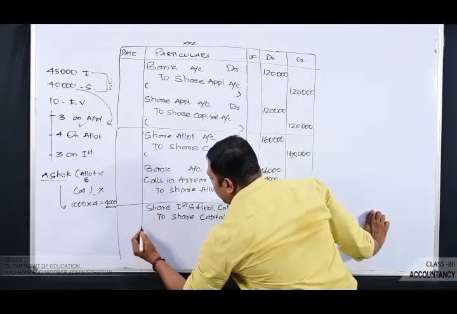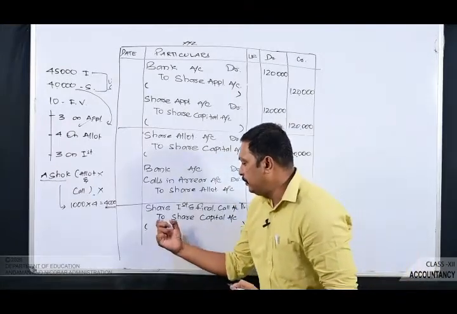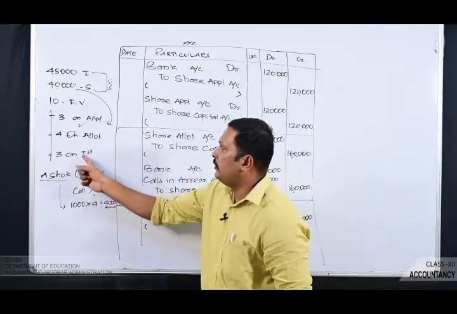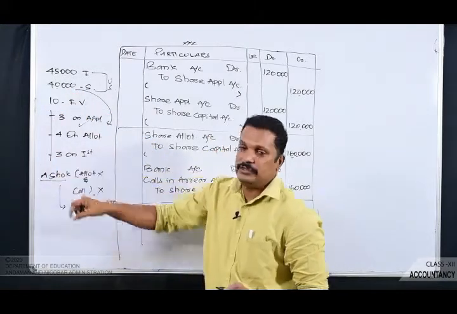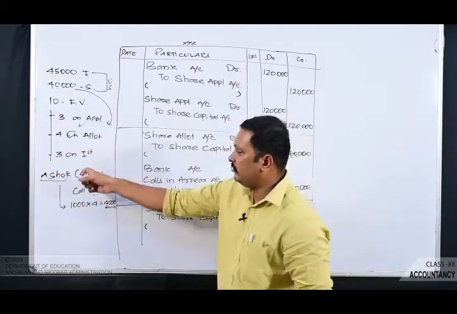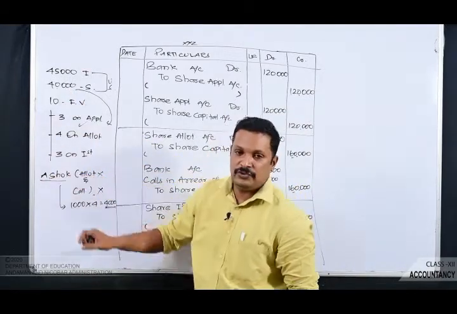Okay. Then the narration. What will be the narration? You have to write: being first and final call money due on 40,000 shares at the rate of 3 each. Right? Being first and final call money due on 40,000 shares at the rate of 3 each.